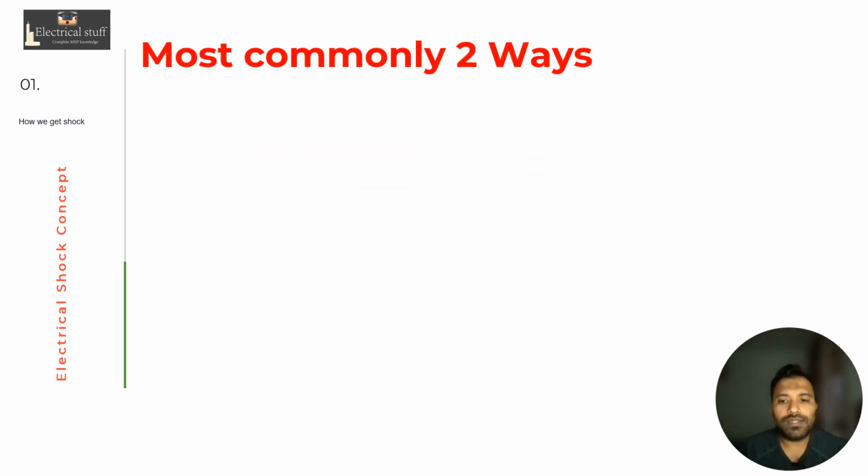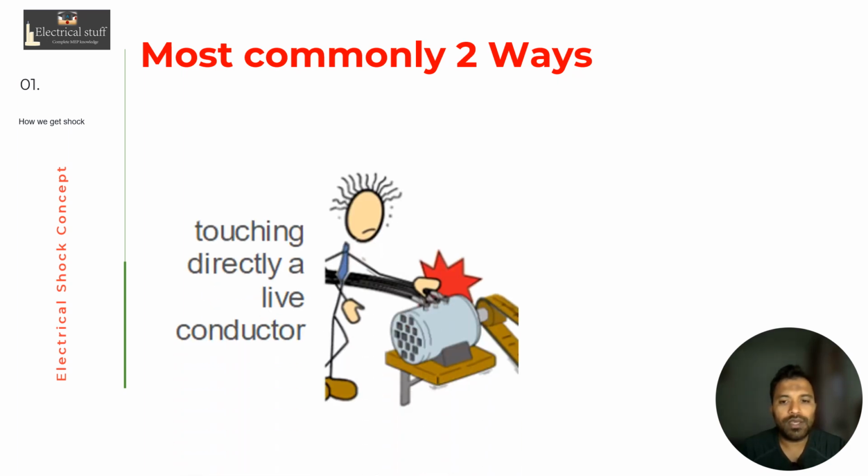So how do we get shock? There are two most common ways we get a shock. The first one is if we touch any electrical wire. If this is the wire, this is called insulation. If this insulation fails and we touch it, then we get a shock.